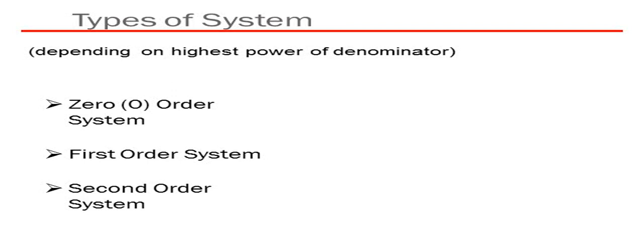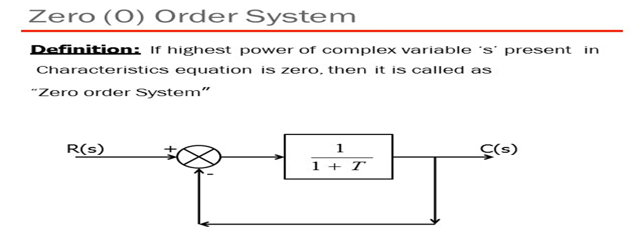If s has the power 1, that is, the highest term in s in the denominator is 1, then it is called a first order system. And if the highest power is 2, then it is called a second order system. See the definition of zero order system: if the highest power of the complex variable s present in the characteristic equation is 0, then it is called a zero order system.